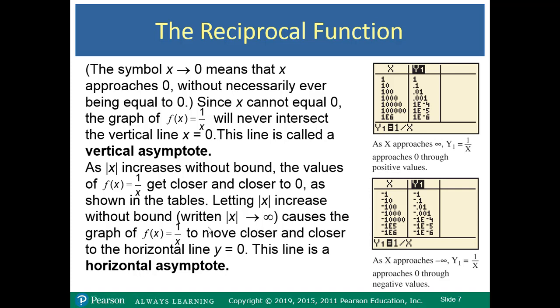So that means in this case it's going to be ever getting closer to the line y equals 0, in other words the x-axis, but it will never cross the x-axis. So this is y equals 0, so the graph is getting ever closer to the x-axis, but it will never cross or touch. This is called a horizontal asymptote.